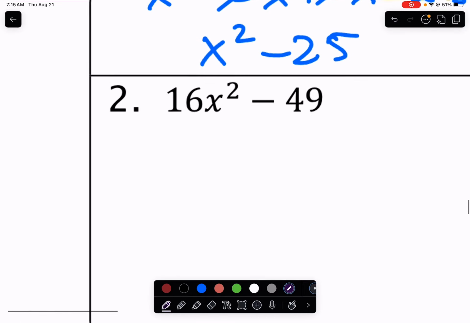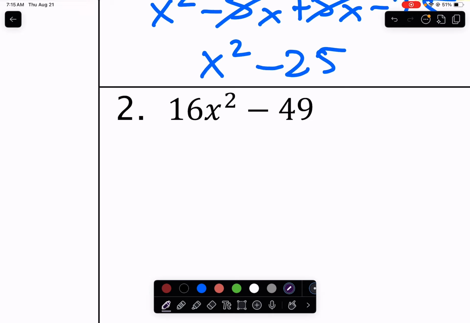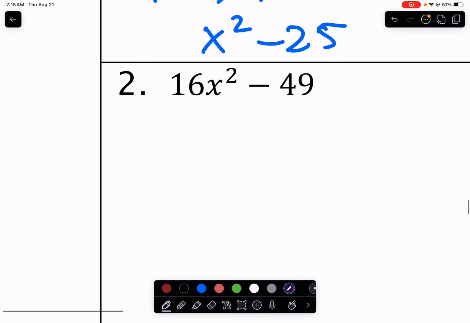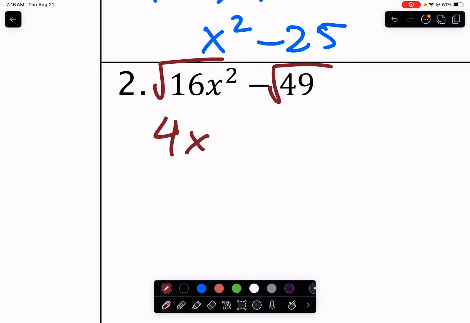All right, next one. We got 2 terms. We're like, okay, can we square root both of these terms? Yes, we can. We got 4x and 7. All right, again, you take the power, you divide it by 2 when you're square rooting it.